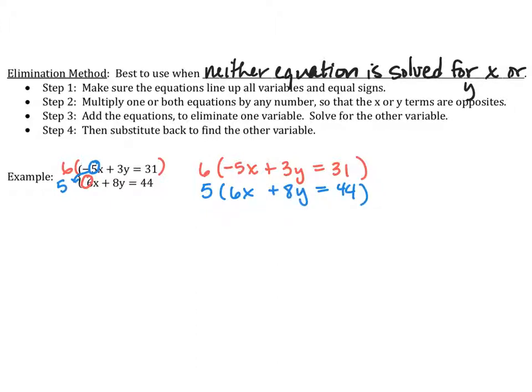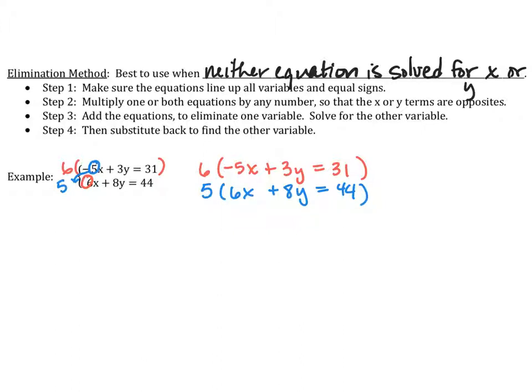The question came up in class, shouldn't I make one of those negatives, or negative? And that's a really good question. In this case, I don't need to make either of these negative, because if I multiply this out, I've got 6 times -5, which will give me -30. And then I've got 5 times 6, which will give me +30. And I need those to be opposites to eliminate them.